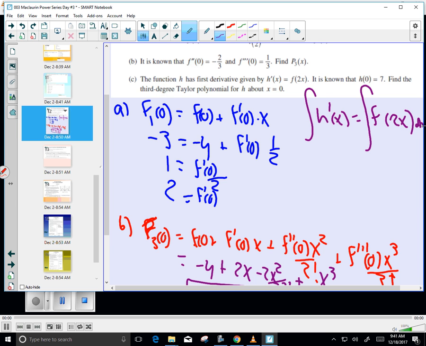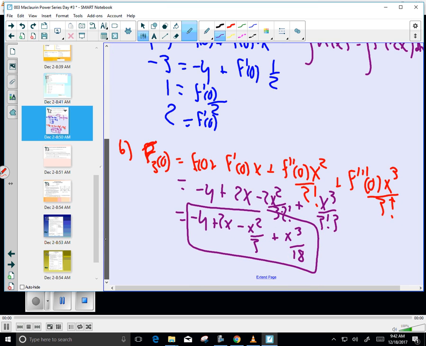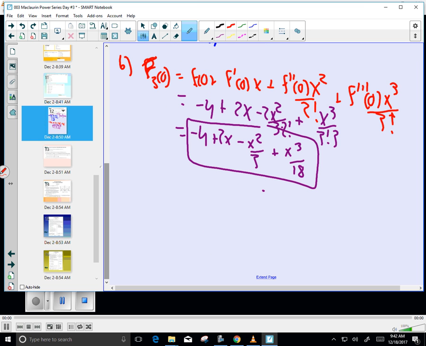Okay. Now let me stop you for just a minute. This is a little glimpse of why we're doing this in the first place. But let's go back here. You have h prime of x is f of 2x. We want to find the third degree. So we already know the third degree right here, right? So here's what I want to do. I want to take the antiderivative of f of 2x dx.